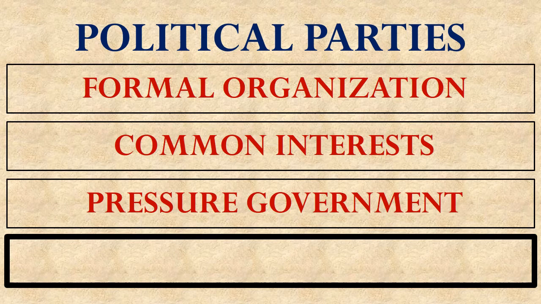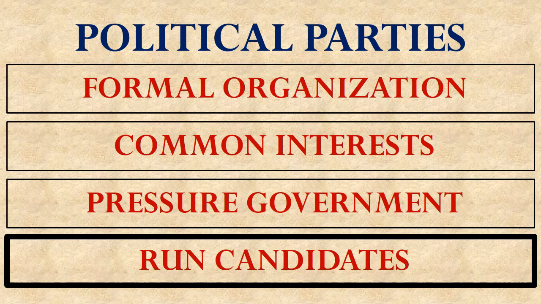But as we learned in the last lesson, political parties do one additional important thing that makes them political parties. And that is that they run candidates for office. They try to get their own people elected to then seize the mechanisms of government, to thereby get government to do what they want the government to do.